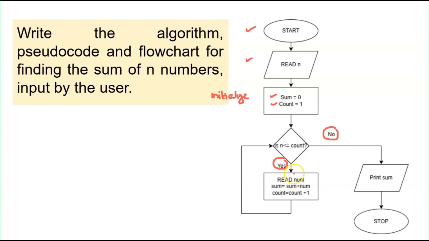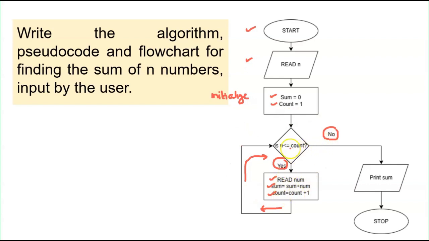If it is less than or equal to count, I should read the number, add it to the previous sum, and increment the count. So three things I do, and I take it back to the decision box and check whether n is again less than or equal to count. So this process is repeated till n is less than or equal to count.